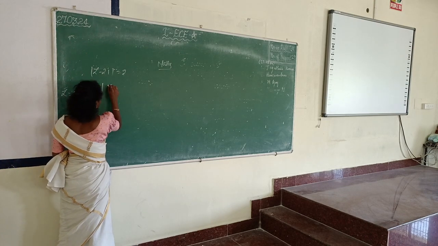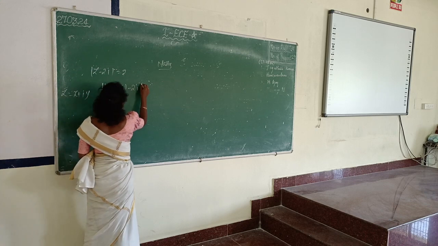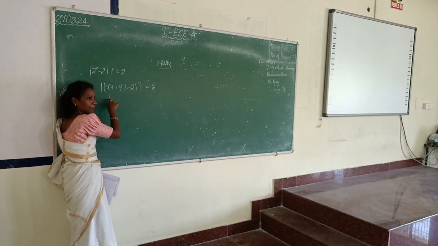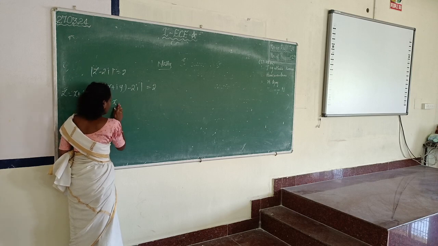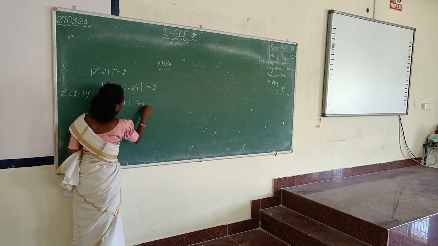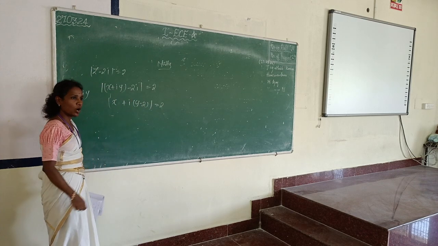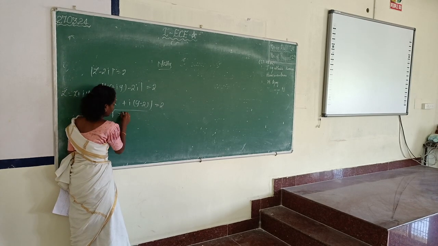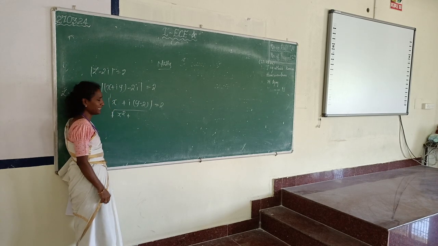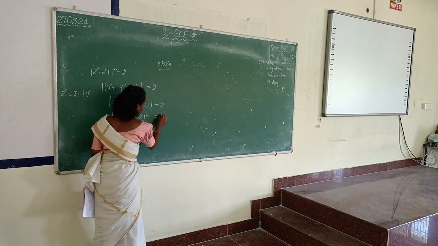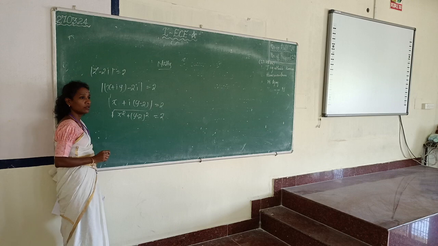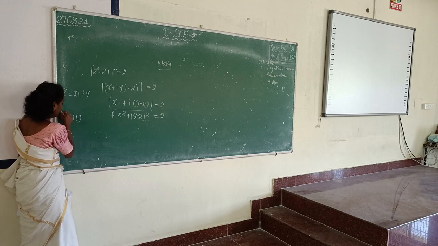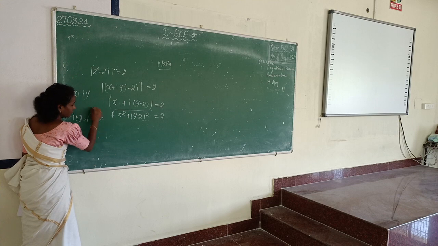Substituting this, we get x plus iy minus 2i is equal to 2. Then separate the real part and imaginary part: x plus i into y minus 2 is equal to 2 in modulus. The formula is the root of real part square plus imaginary part square. What are we getting? Square root of x square plus y minus 2 whole square is equal to 2. This is the formula: the modulus of a plus ib is root of a square plus b square.